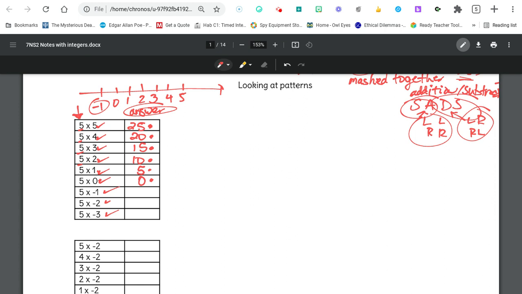25 to 20. Well, what did we do to get from 25 to 20? Minus 5. 25 minus 5 is 20. 20 minus 5 is 15. 15 minus 5 is 10. 10 minus 5 is 5. 5 minus 5 is 0. What is 0 minus 5?